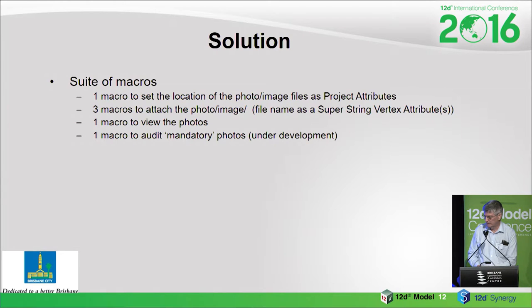We came up with a suite of macros, and basically one of them tells 12D where the photos are stored. We have three photos that are used to attach, we call it attach the image or the photo, to a point in 12D. And we got one macro to view the photos. And then we have another one here, which is to audit them. We're now making a requirement that certain points are photographed. If you're saying you've got to photograph something, we then have to have a system to see that those points have actually been photographed. That's under development, and I won't be talking about that today.